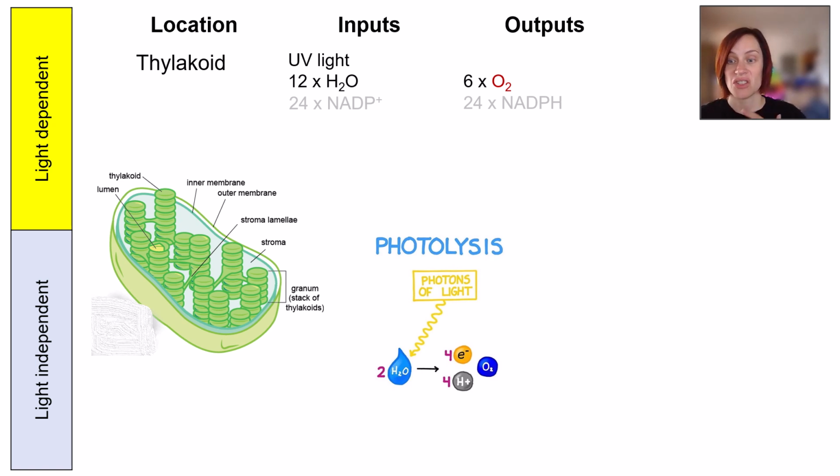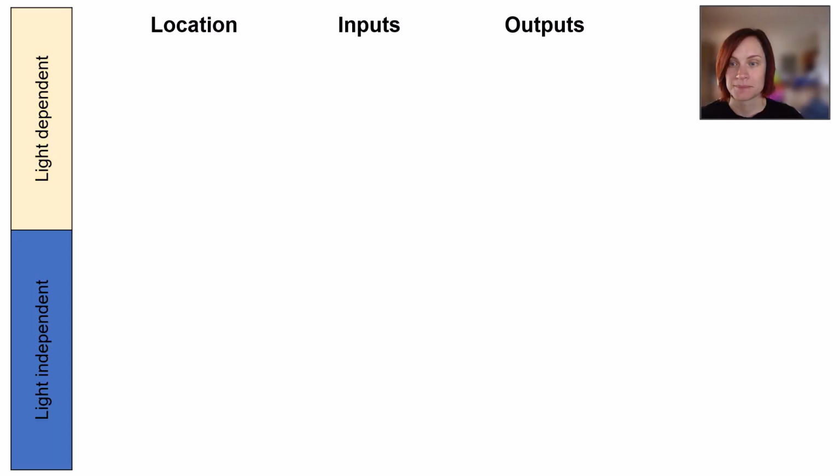The oxygen is used in aerobic respiration, so it's going straight into the other cycle, or it can be released into the atmosphere. Hooray, we can breathe it in. The hydrogen is going to be picked up by those hydrogen carriers, and they all move to the thylakoid membrane. And they build up in concentration and allow ADP to turn into ATP. So we are actually producing some ATP in this process as well.